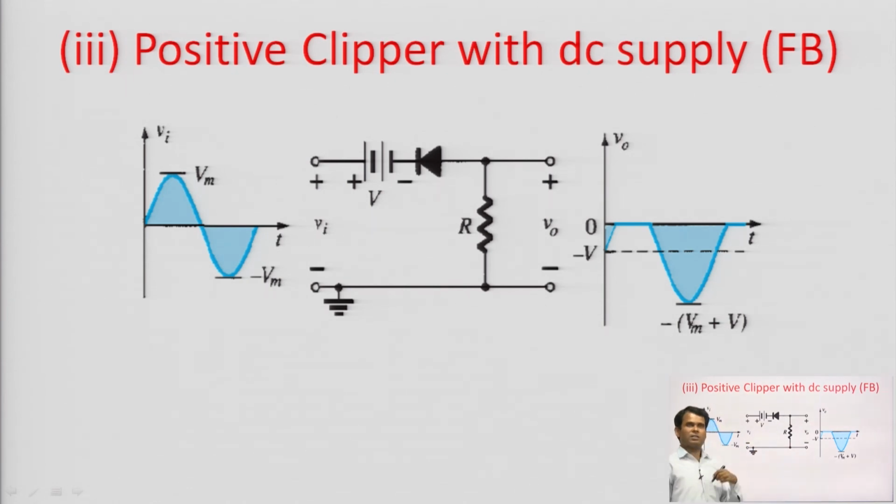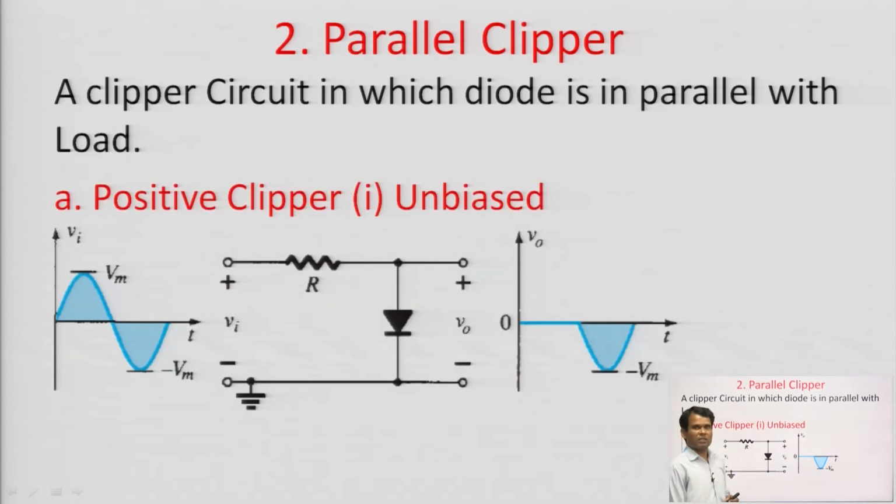So there are 6 circuits which are series clipper, 3 negative clipper and 3 positive clipper. Now I am going to discuss the parallel clipper. It is the very simple circuit, parallel circuit, and here the unbiased case. This means in parallel circuit there are 7 circuits there.